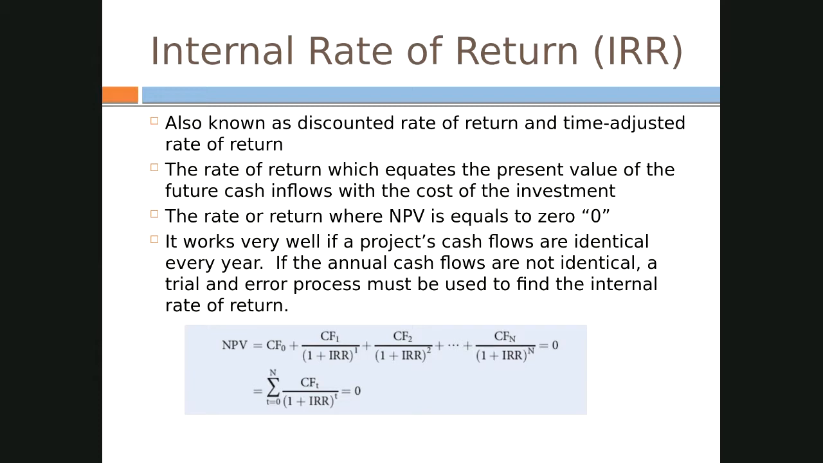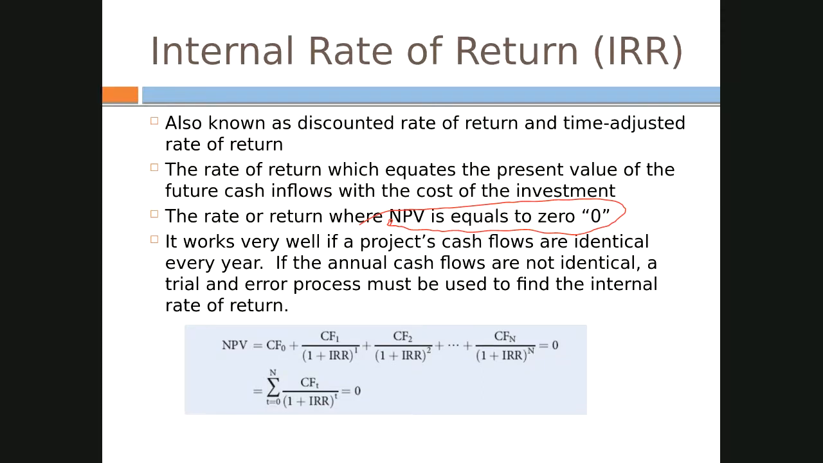Kasi halimbawa, if you use the 14%, yung sa ginawa natin multiple choice kanina, kapag 14% yung ginamit mong discount rate, meron kang 28,000 na NPV. So ang gagawin natin, i-adjust natin yung discount rate para ang NPV mo dapat zero. Pag kinuha mo yung NPV ng project, dapat mag-equal sa zero. So yung interest rate that will give you an NPV of zero, yun yung tinatawag natin na internal rate of return.